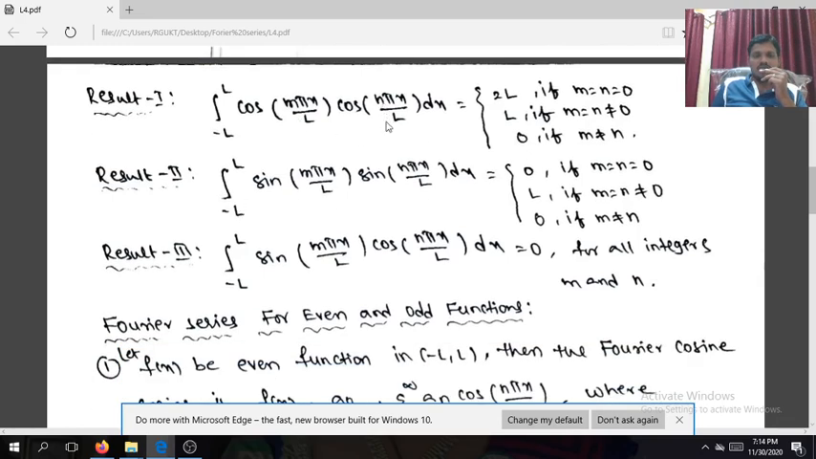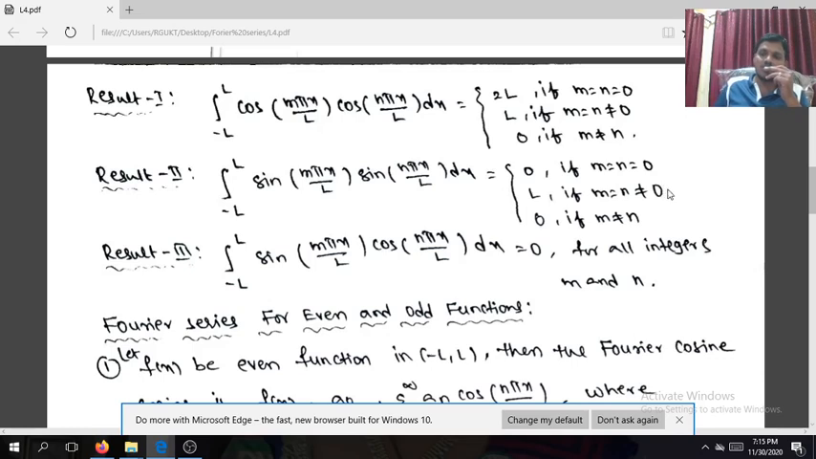If I am taking both sine functions, the integral from minus l to l of sin m pi x divided by l times sin n pi x divided by l dx is equal to, yes, in case of m equal to n equal to 0, it is 0. Why is it 0? Sin 0 is 0, so 0 into dx is 0, and the integral of 0 is nothing but 0.